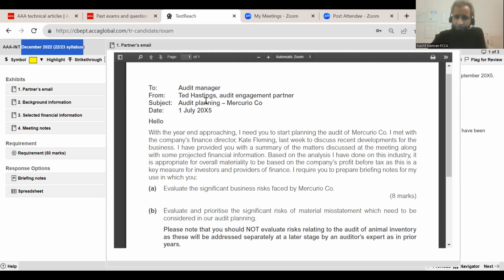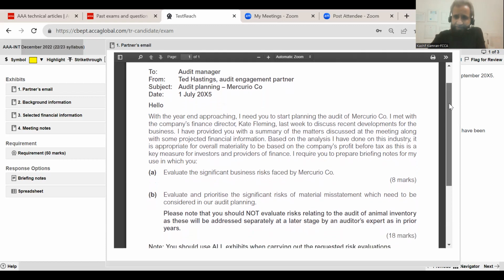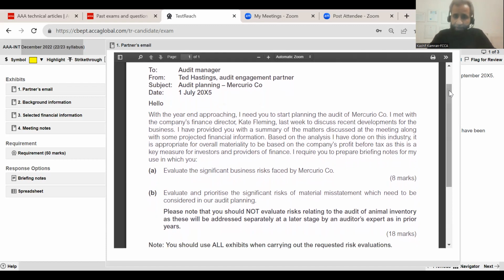And in the email of the partner, we just need to see how things have changed since September 22 exams. You must have seen emails prior to September 22 exams and emails from September 22 exams, just to see how things have changed, and that's what you need to prepare yourself for December 23 exams. Okay, you read the email.